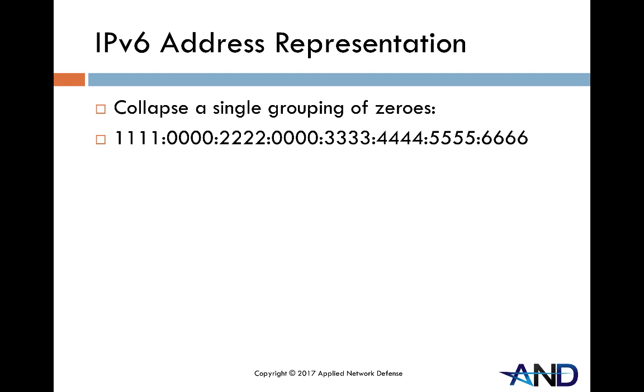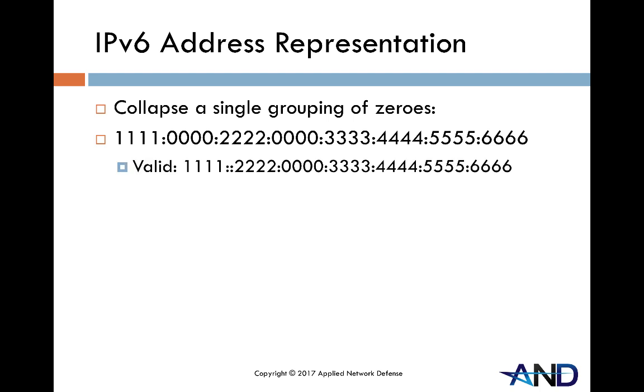One thing you can do is actually collapse a grouping of zeros. So that's what we did here. And notice in this case, we eliminated that second grouping. So now we have 1111, 2 colons, and then 2222. Those 2 colons represent that the thing between them is zeros. So we've collapsed that. Now, it's important to note that we've only collapsed the first grouping of zeros. It is actually invalid to collapse multiple groupings of zeros. So if we were to collapse the second and fourth group of zeros, that would be an invalid address. You can only do that with a single group.